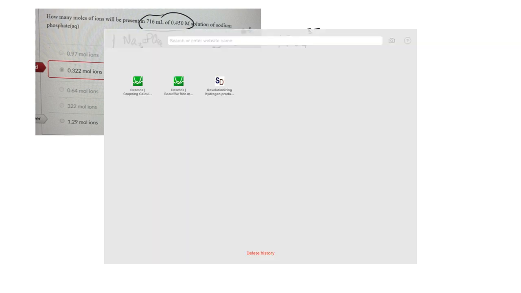So my formula C equals n over V. I want to solve for moles. So C times V. So the concentration is 0.450 moles per liter times 0.716 liters. Liters cancel.